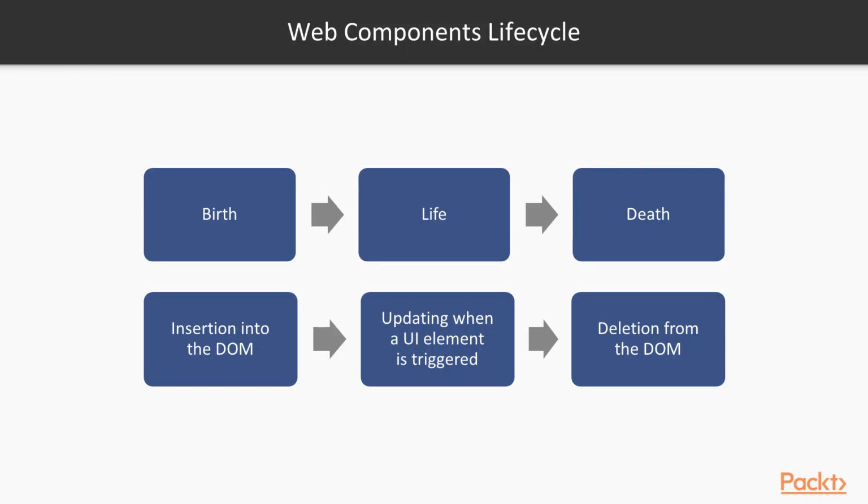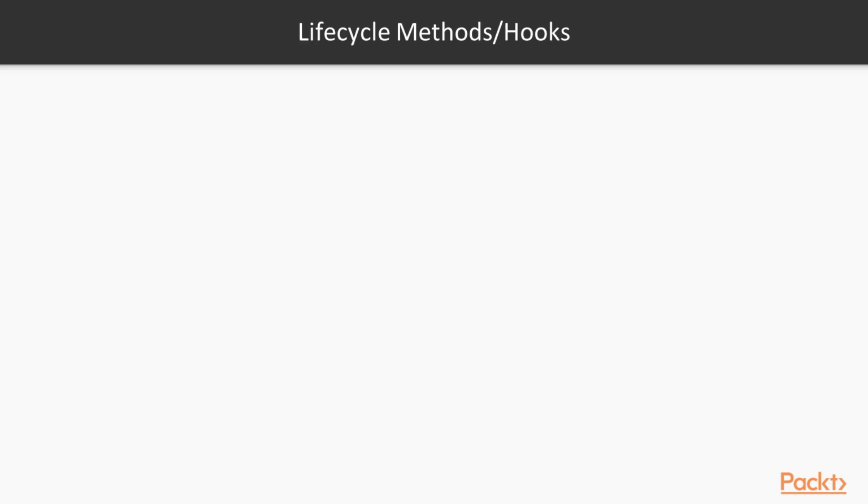Now a simple analogy for every web component's lifecycle is the lifecycle of humans or any living being for that instance. We take birth, we live our life, and we die. Similarly, web components are inserted into the DOM, which is birth. They are updated when a UI element is triggered, which is their life. And finally, they are deleted from the DOM, which is death. In between the birth and the death, a web component possesses a plethora of methods called lifecycle methods or lifecycle hooks, which can be implemented to make the web components more useful.